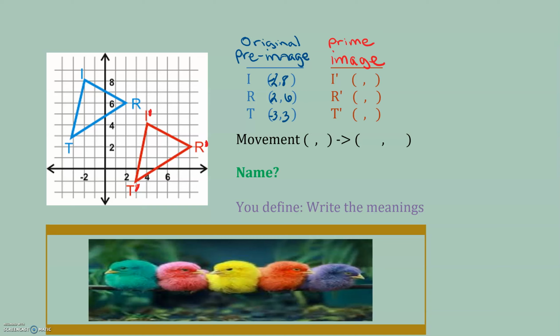They're called primes. So if you notice, we said that our I location, or the original, or the pre-image I location, is at -2, 8. Well, the I prime, so we call that little mark there prime, the I prime location is at 4, 4. The R prime location is at 8, 2. And the T prime location is at 3, -1.